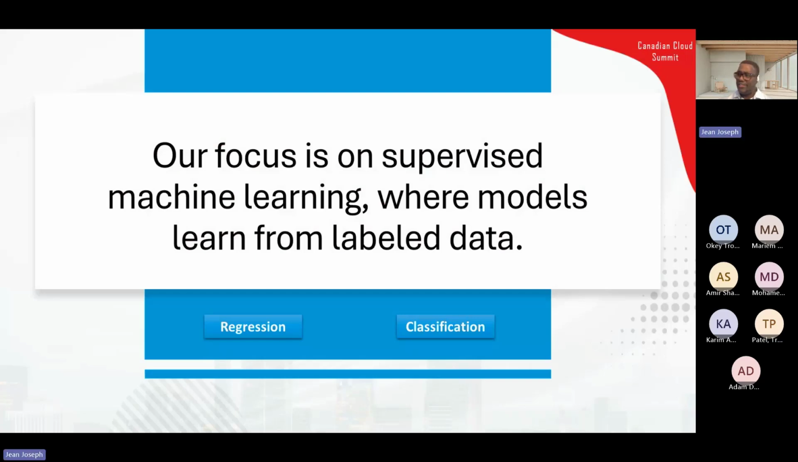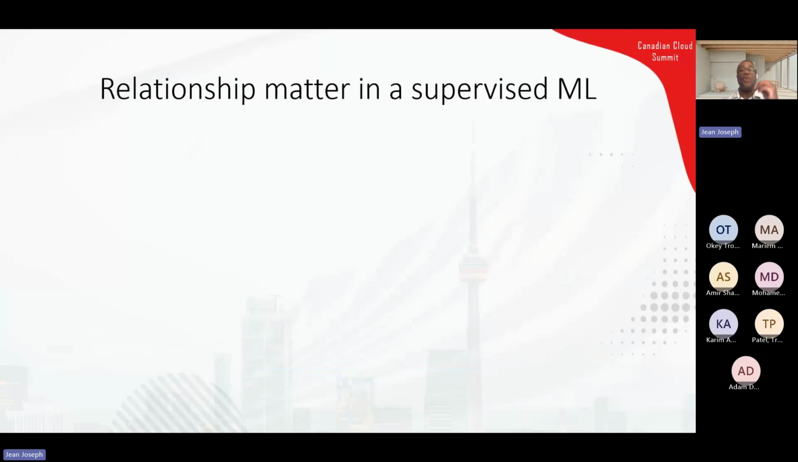So let's do a small simulation, and remember the goal is to focus on relationships, to show you how a relationship can impact your training process in the context of supervised machine learning. What I'm trying to emphasize is that for the model to learn effectively, there must be a strong and meaningful relationship between the input features and the target output. Let me explain this to you.